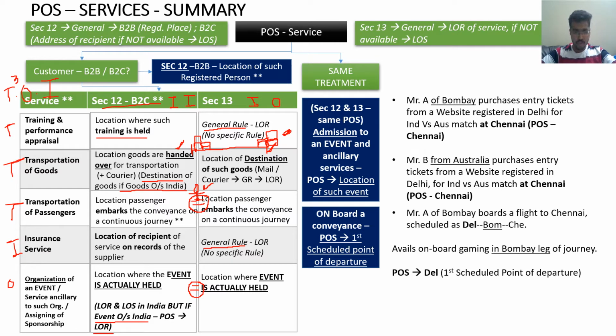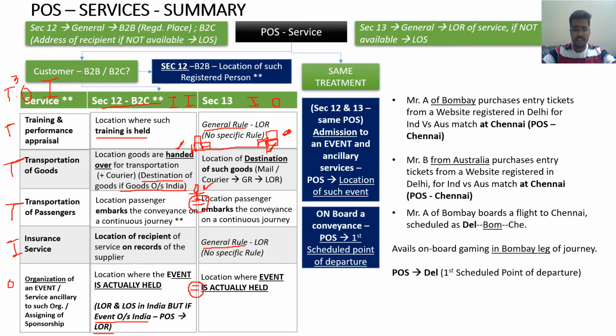In transportation of goods, if both of you are in India, then the place where you are handing over the goods for transportation will be the place of supply, right? However, if the goods are going to a destination which is outside India, then the place of supply will be the destination of the goods, even though the supplier and the recipient are within India, right? So this is transportation of goods. Transportation of passengers: the location where the passenger embarks the conveyance. You need to look at where the passenger embarks the conveyance on a continuous journey. That is the place of supply, right?